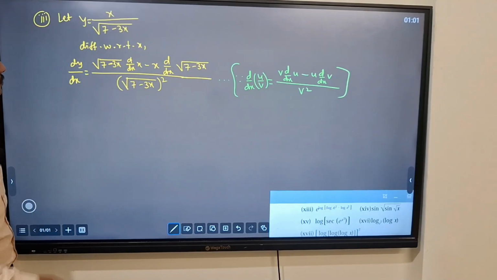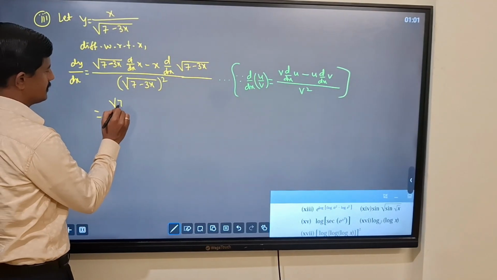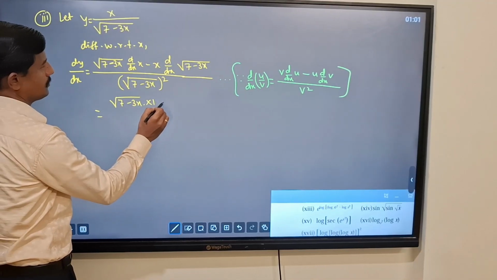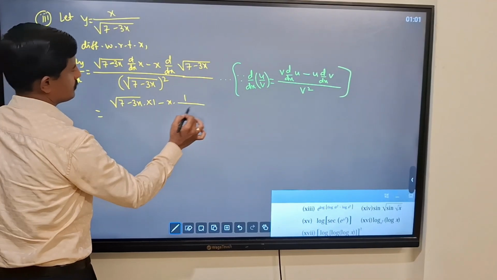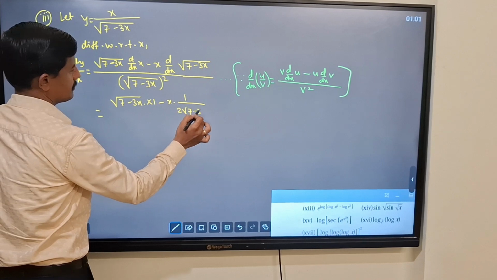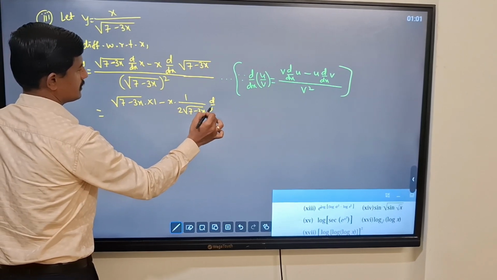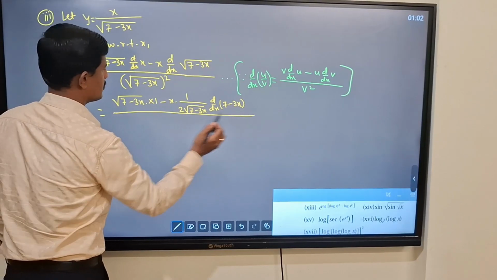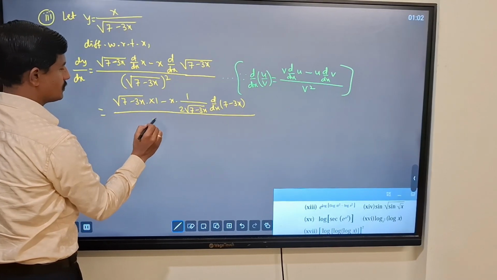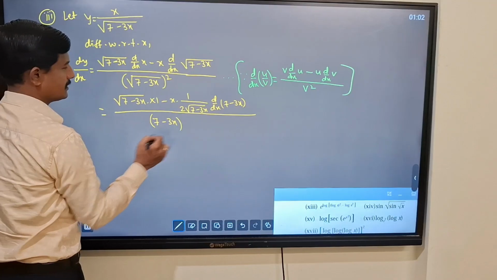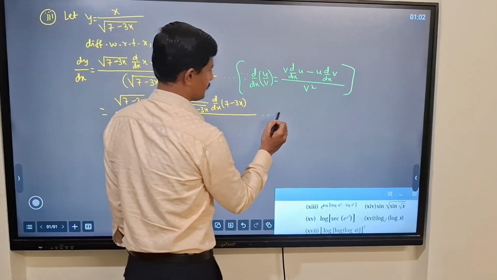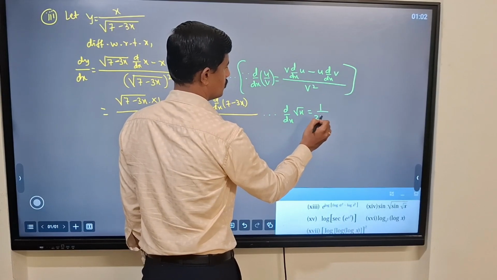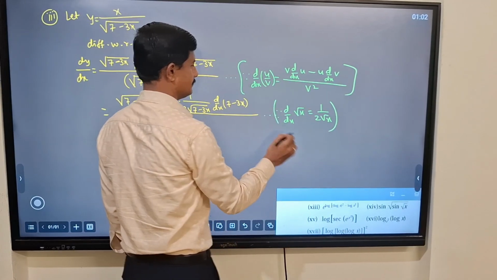Okay, now this becomes 7 minus 3x, differentiation of x is 1 minus x, this becomes 1 upon 2 root 7 minus 3x d dx of 7 minus 3x upon this square, and square root gets cancelled, this remains 7 minus 3x. Here we used the rule of d dx of square root of x, which is what? 1 upon 2 root x.